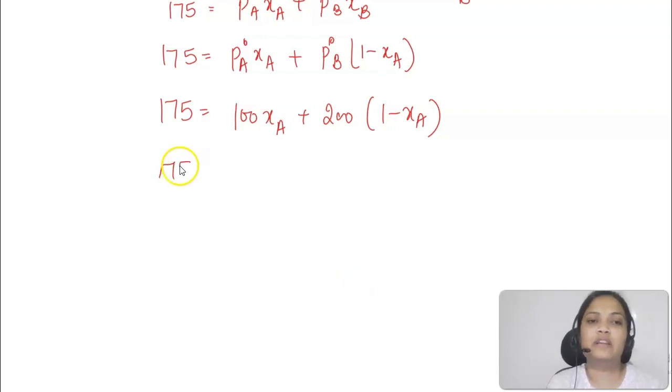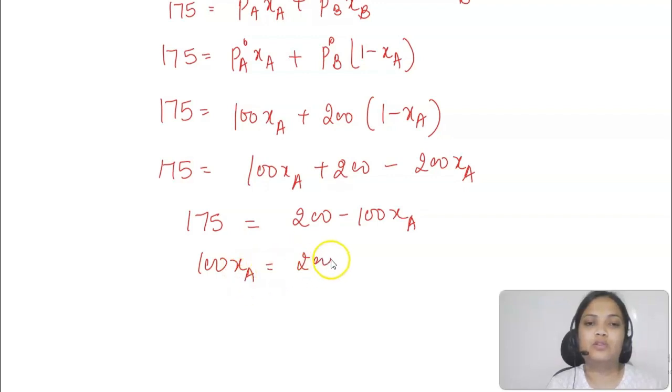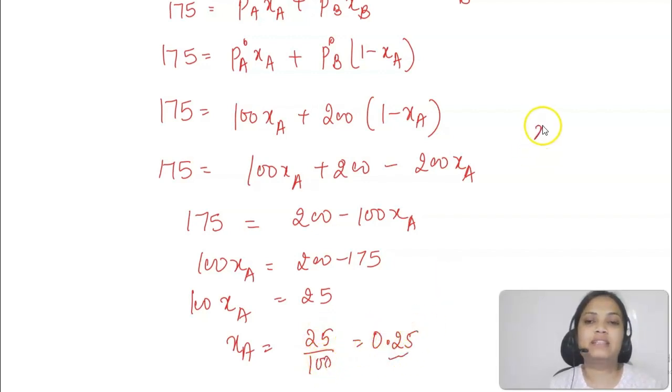Alright, so we will be solving it. I'll tell you how to solve. So from here you will get 200 minus 100 XA equals 175. So 100 times XA would be 200 minus 175. See, I am giving you each and every step so that there is no confusion in the calculation also. So from here the value of XA will be 25 upon 100, which is 0.25. So this XA that you are getting is the mole fraction of A in the liquid phase.